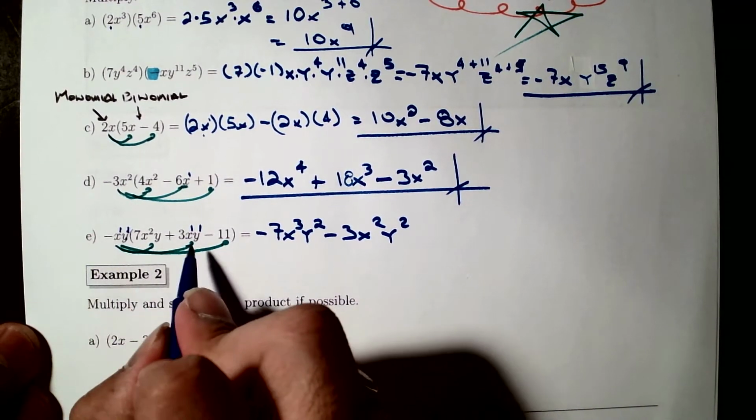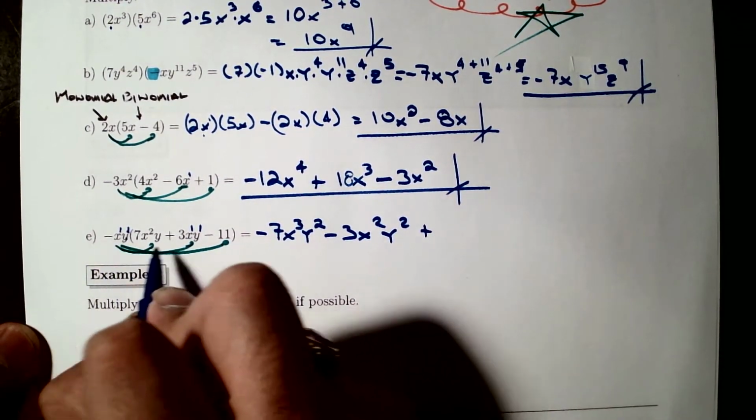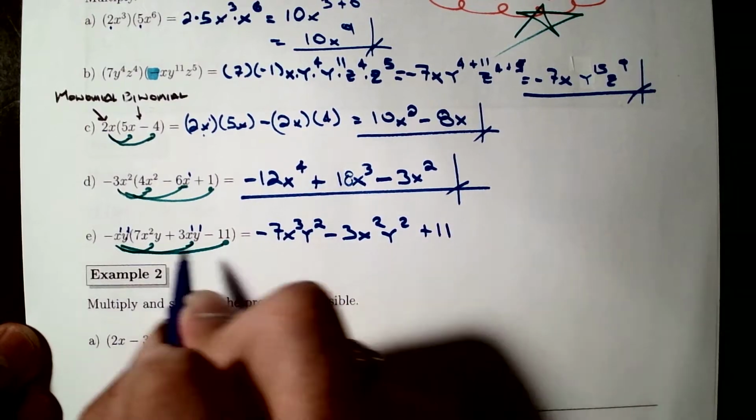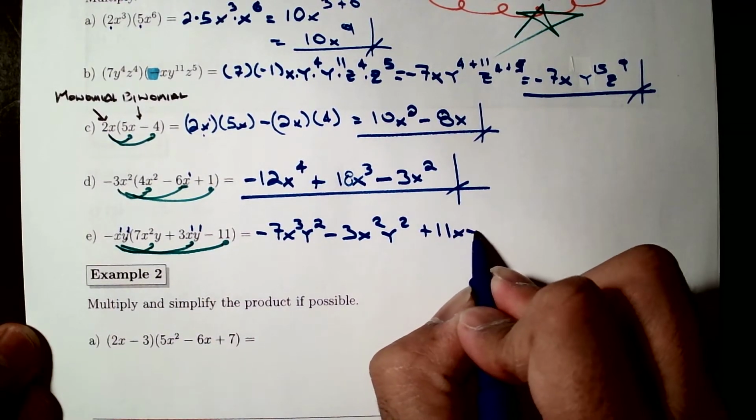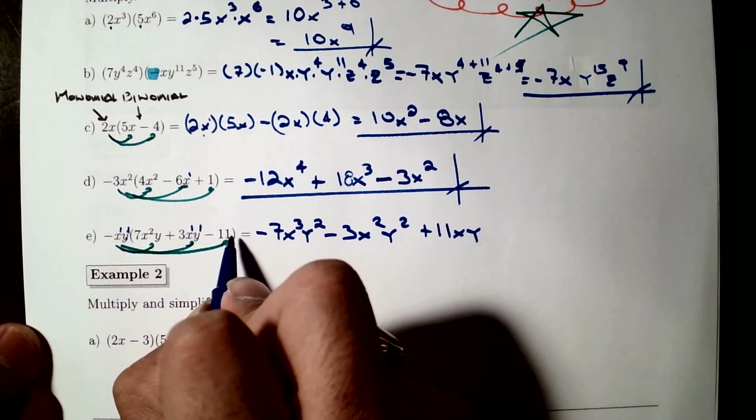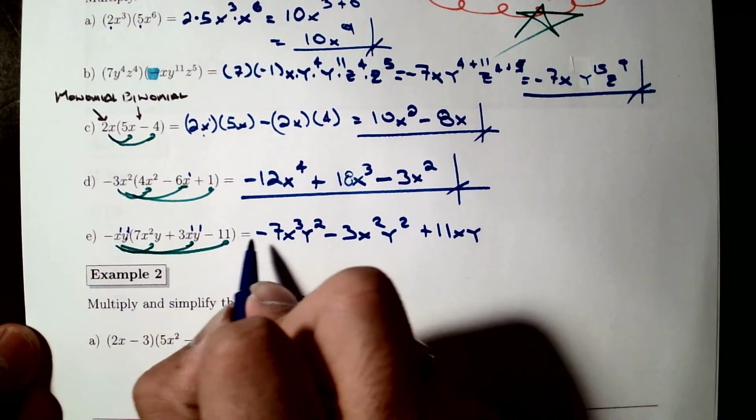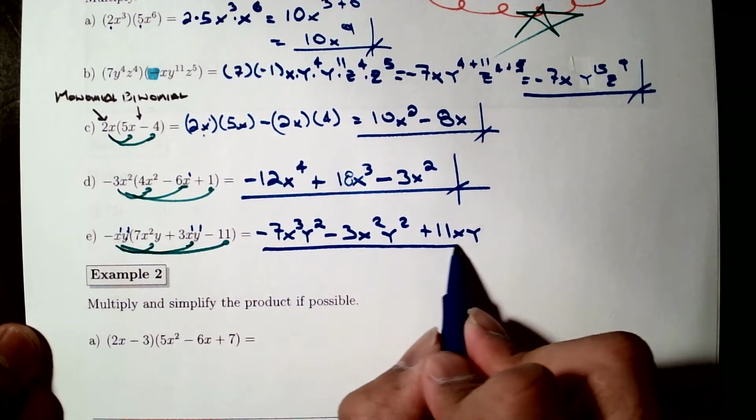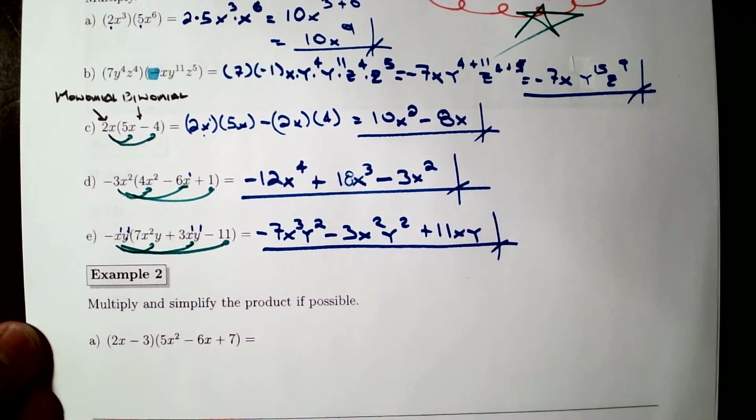And then negative times a negative is positive 11 times simply xy, because in this case, notice the 11 is by itself. It doesn't have any other x and y's ready to combine those with. All right.